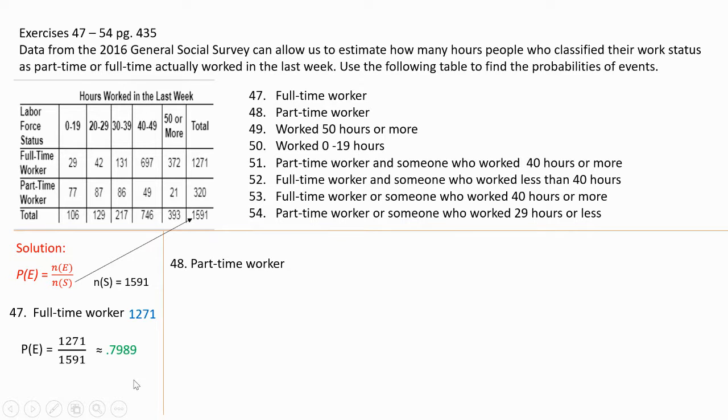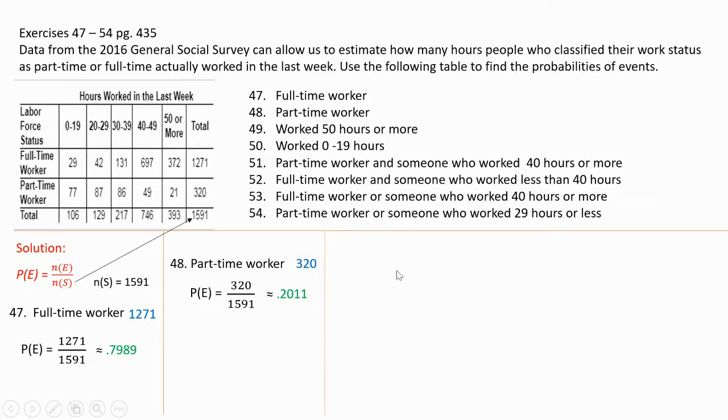Same thing with 48. They want the part-time worker. Again, we use the very same formula as before. This is the main formula here. There are 320 part-time workers, and there's my total. So that's my probability of the event. We put it in the calculator, round to 4 places, so it'll be 0.2011.